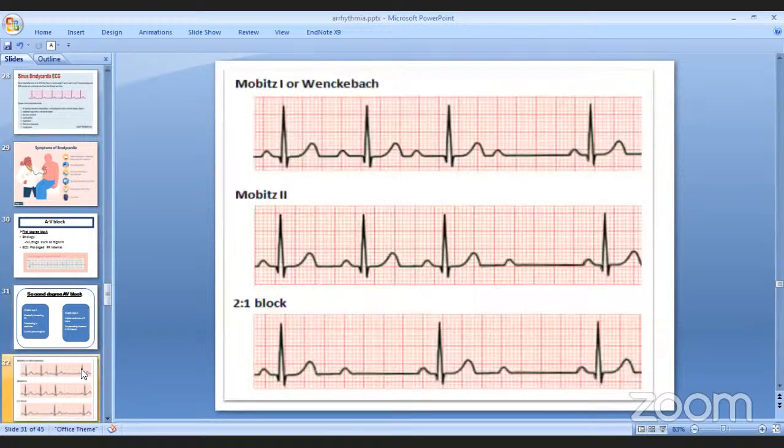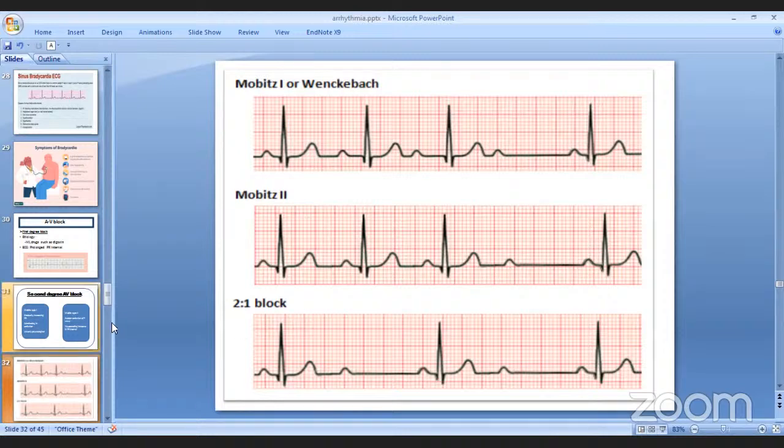So, let's see. As I say, there is no preceding increase in PR interval. So, see, the PR interval is normal. But just look at this: P wave, then QRS complex, P wave, then QRS complex. But look at this. There is an omission of the QRS complex after this P wave.